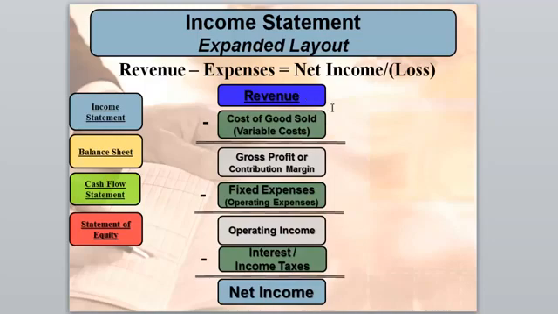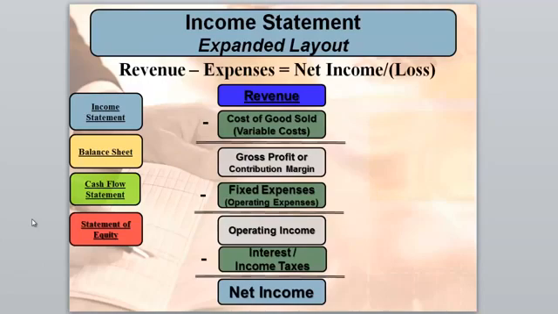So if you were running a lemonade stand, you'd have revenue from selling lemonade minus the cost of the lemonade to get your gross profit. Now your fixed expenses could be things like if you had to buy a table or a pitcher, because you're using those over time, so they're fixed, to come up with operating income, minus interest and income taxes to come up with net income. That's the basic layout of the income statement.